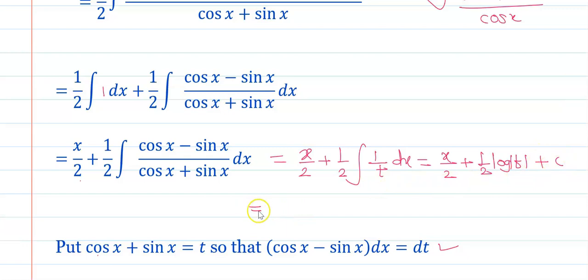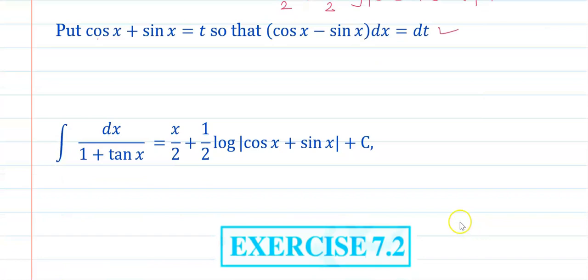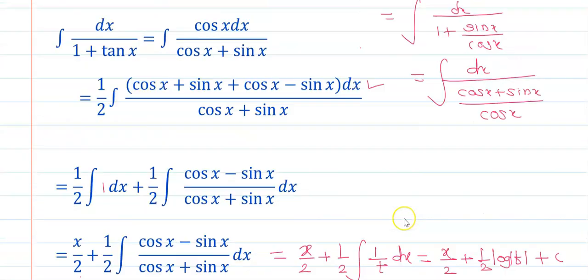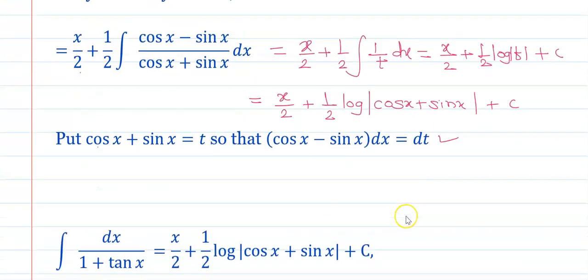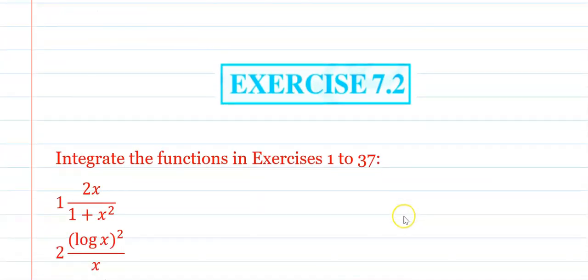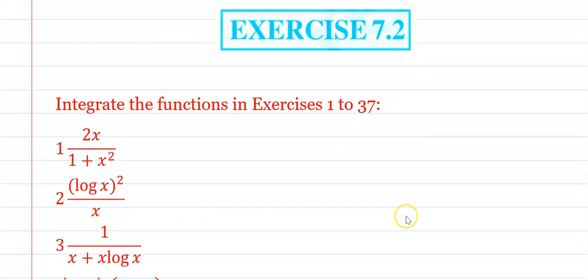Resubstitute the value of t, that is here. You will get x upon 2 plus 1 upon 2 log of mod of, what is here? Cos x plus sin x, mod complete, plus c. This is the answer. Okay. In this way, we have completed all the short examples. Now we will start the exercise 7.2.